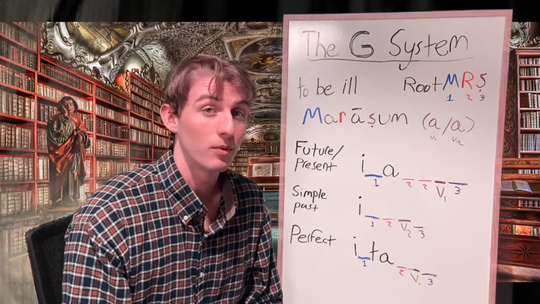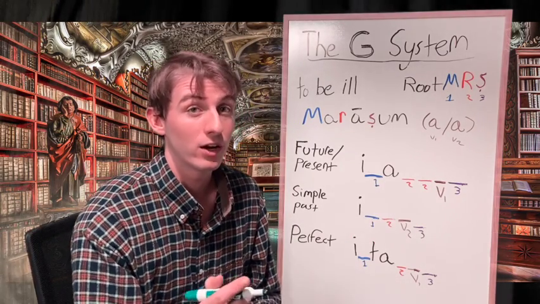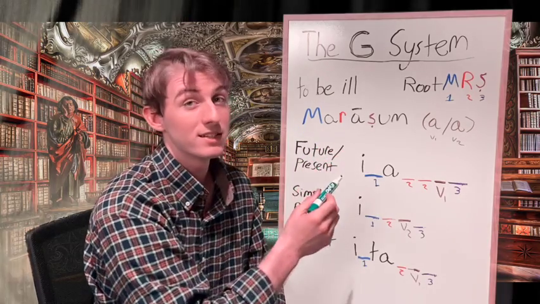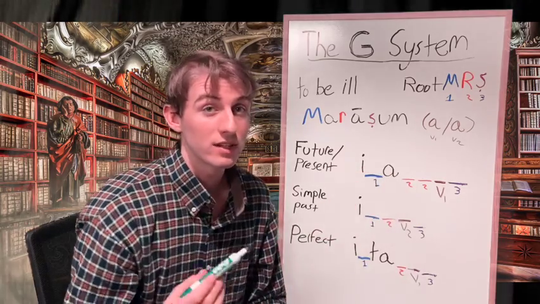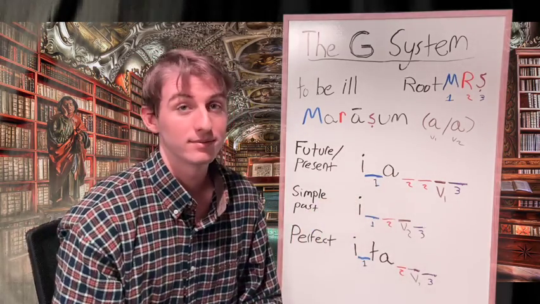Let's do one more example, this time with a verb of being. Here, our word is maratsum, which means to be ill. Our thematic vowel is A/A. So let's fill out the paradigm to see what we'd get.